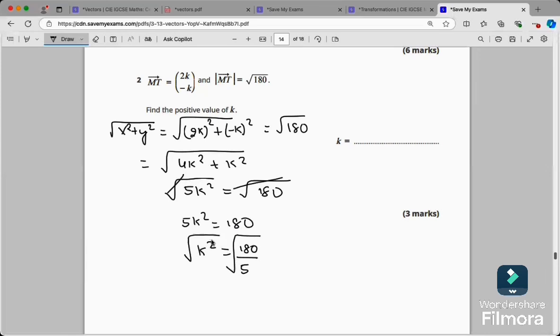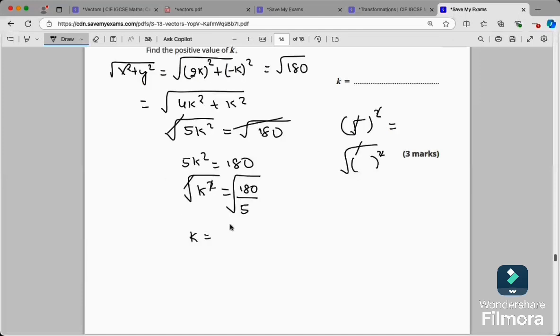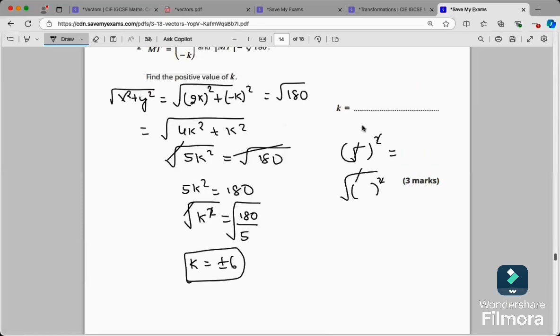So take the square root on both of the sides to cancel the square. Always, if you have a square root, square them, it will cancel. Or if you have a square already, take the root, it will cancel. So you just have to do the opposite function. Therefore, k is equal to square root of 180 by 5, just use the calculator and get the answer. Square root of 180 divided by 5 is going to be 6. So you will have two answers, plus or minus 6.